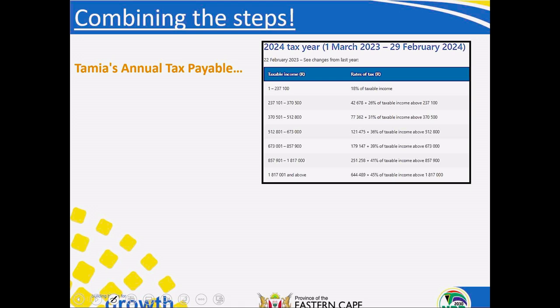So, we are going to combine the steps now. Like I said, there are multi-step questions that can be asked, especially at matric level. You should be ready for those types of questions. So, Tamia's annual tax payable.